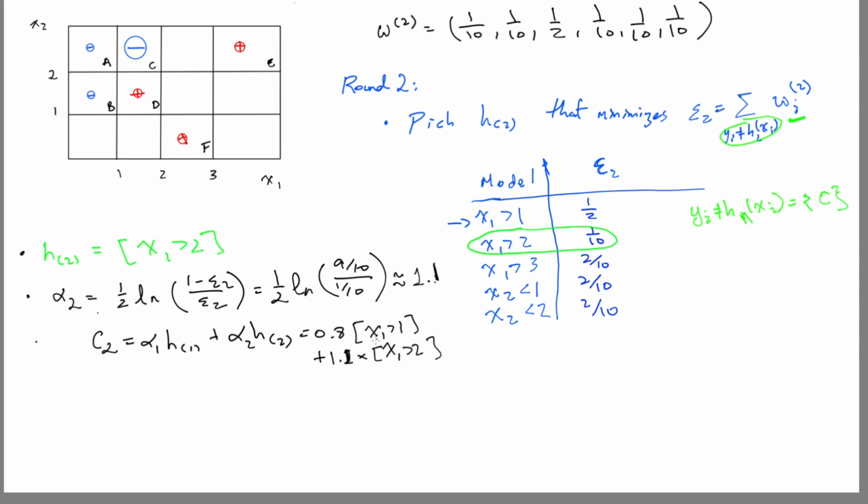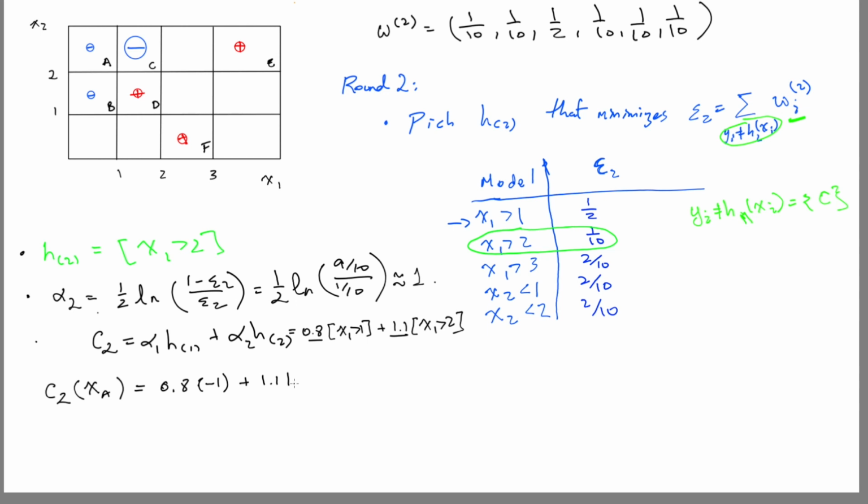Okay. Now, what does this model actually mean? It means that we can use C2 as a classifier. So let's take C2 of XA. What does C2 say about this point XA? Well, it's going to be a combination of the classes assigned to it by each of these models. It's going to be 0.8 times what the first model classifies point A as. It classifies it as a negative point, because it's to the left of the boundary. So this is 0.8 times negative 1.